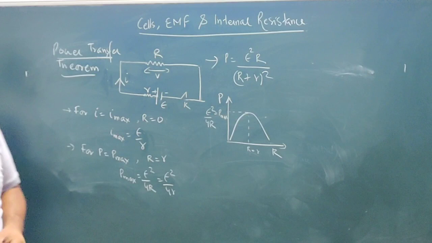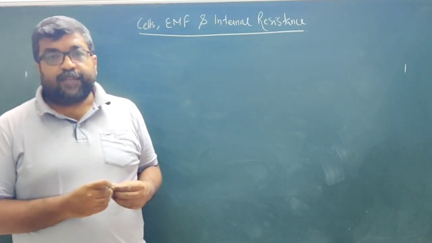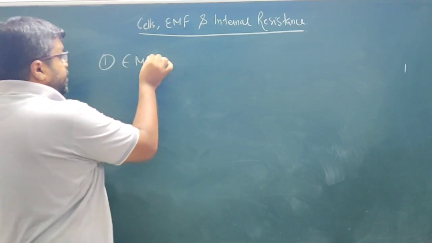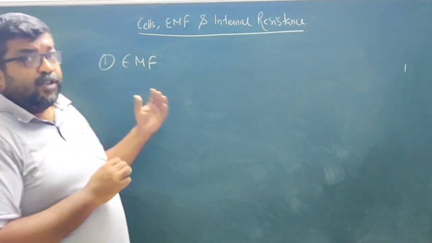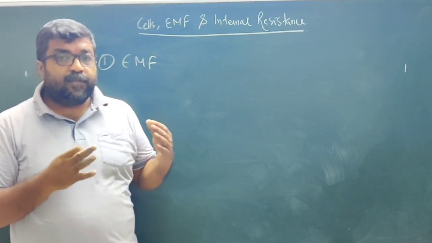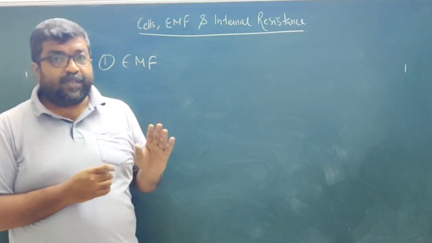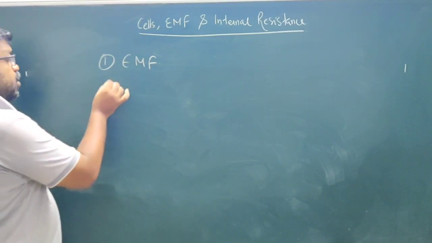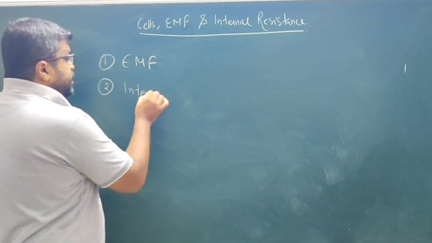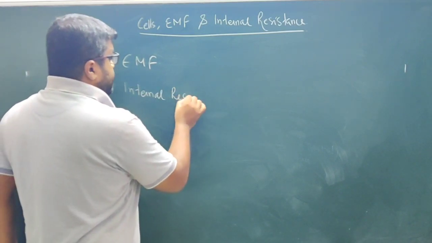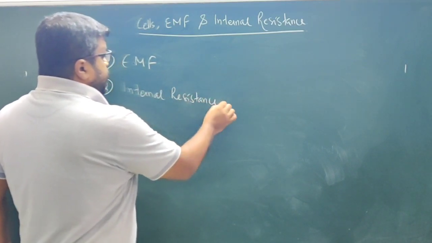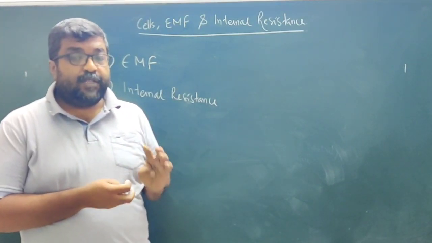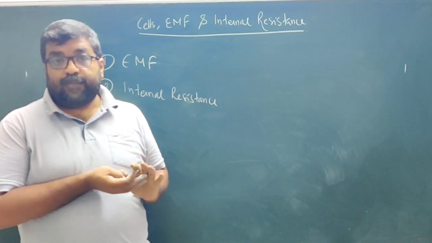Okay. So a quick summary of what we have seen in this video: first thing is EMF, electromotive force. It is the potential difference between the two terminals of a cell in an open circuit, that is, when no current is flowing in the circuit. Number two, internal resistance. What is internal resistance? Internal resistance is the resistance offered by the electrolyte and the electrodes of a cell.